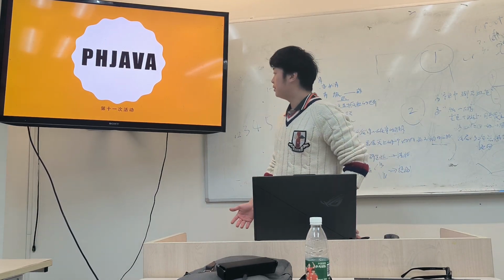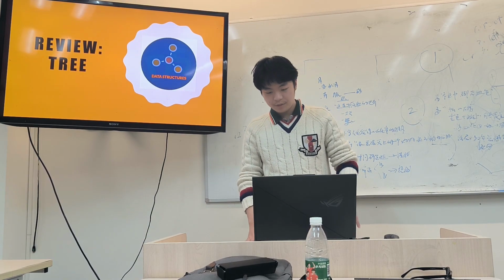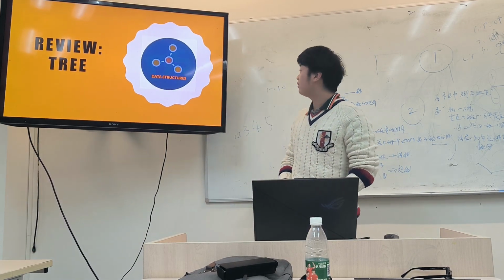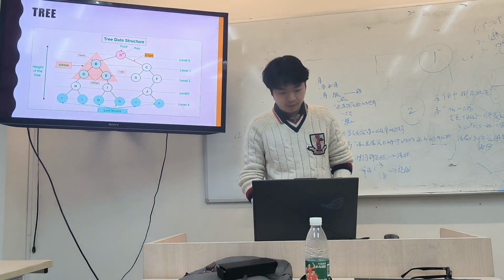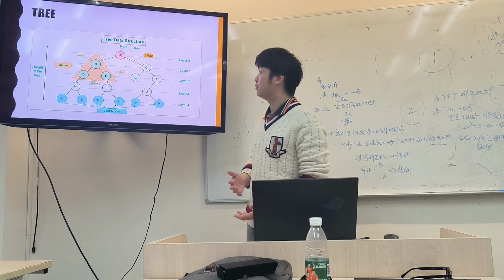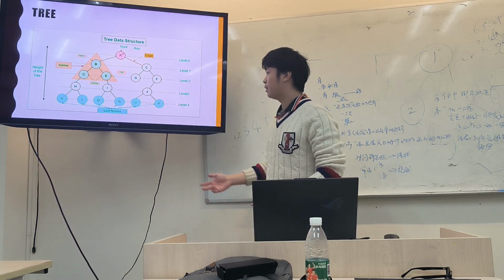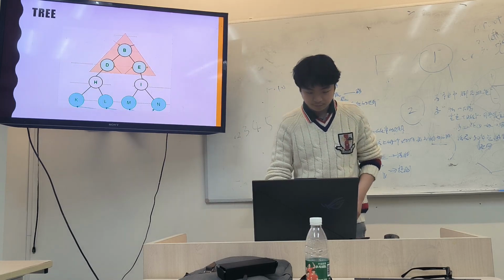Today we will continue to talk about data structures. Last time we talked about trees, and today we will first give a very quick review of the tree. Here is some key information about the tree, which includes roots, parents, children, subtrees, and leaf nodes.